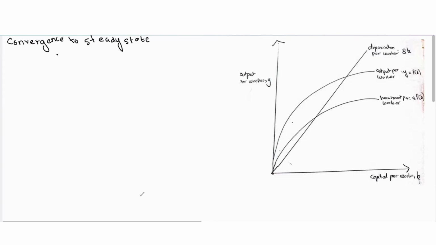I want to illustrate how an economy moves from an initial capital stock level to its steady state value using the Solow diagram. The scenario we want to focus on is when the economy is below its steady state.